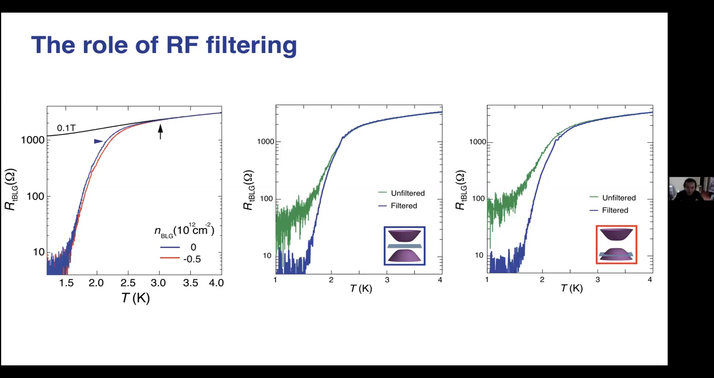I'm not sure that I understand the question, but the rationale we have here is that without filtering, superconductivity is suppressed more when bilayer graphene is metallic. We know that that's the influence of the external radiation. And then after we added filtering, the superconductivity actually became more robust when bilayer graphene is metallic. So we argue that we're not seeing an artifact from RF radiation.